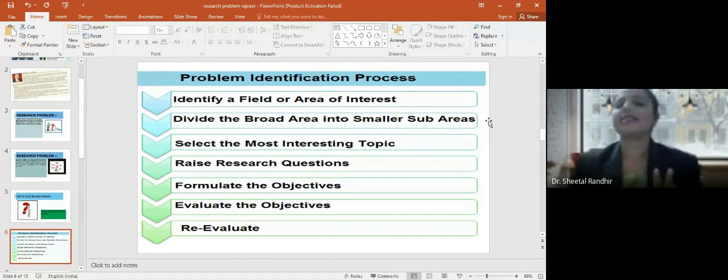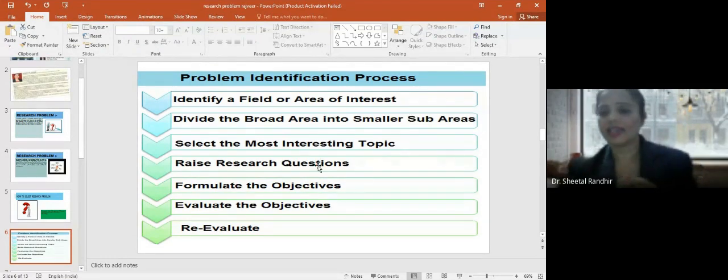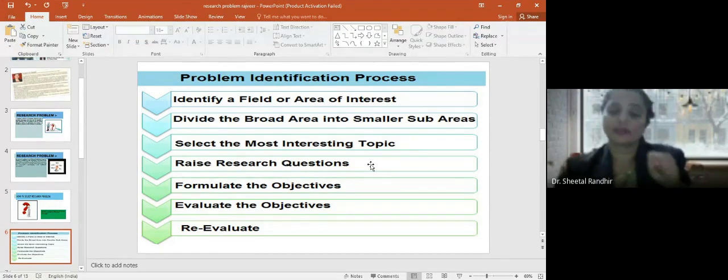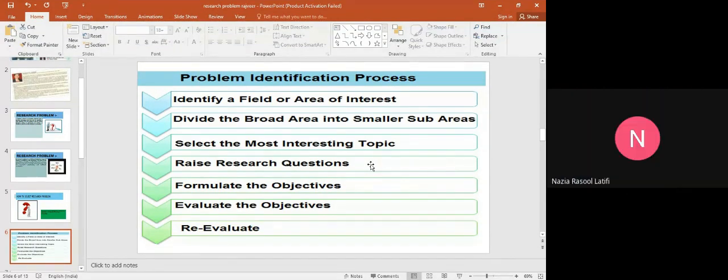Then raise the research question. If you are the owner of that topic, you will have various questions, and out of that you can select the most important question, where to study and where I can give my huge contribution to the developing countries. So the developing countries can select my model.